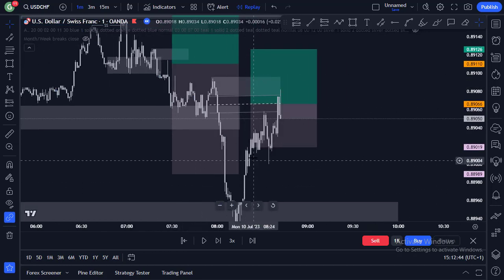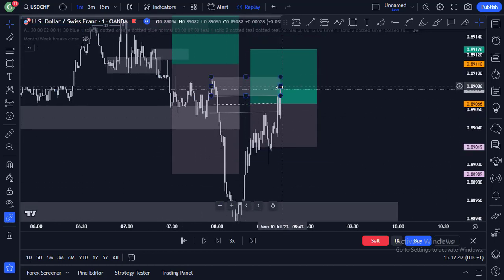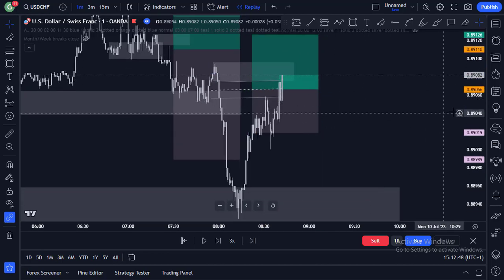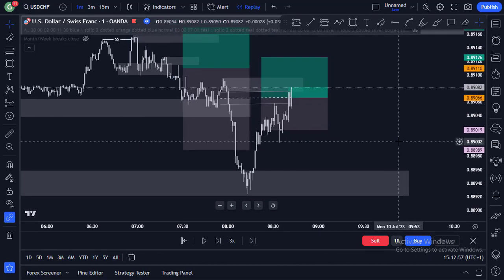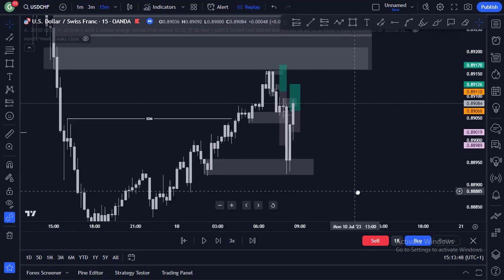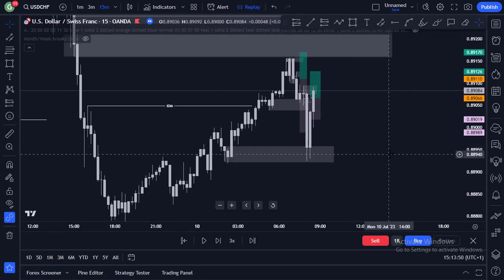So you can see the price has tagged me in here. All right, price has tagged me in. Let's see what happens if this is also going to take me out. We are going to go to the 15 minutes to manage the trade. So let's manage this trade now on the 15 minutes. Let's see what price does.